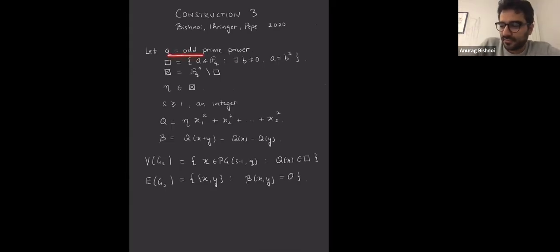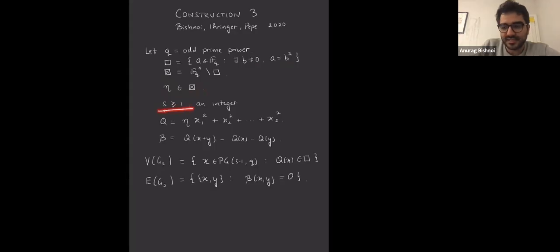We start with an odd prime power. And now I define two subsets of the finite field F_q. So the set of squares, and here I'm only taking the non-zero squares: all elements a of the field for which there exists a non-zero b such that a is equal to b squared. And then these are the set of non-squares. Okay. And now I fix some non-square in this F_q. So q is odd. We know that the squares and non-squares basically have the same size, (q-1)/2. And I just pick some fixed non-square eta.